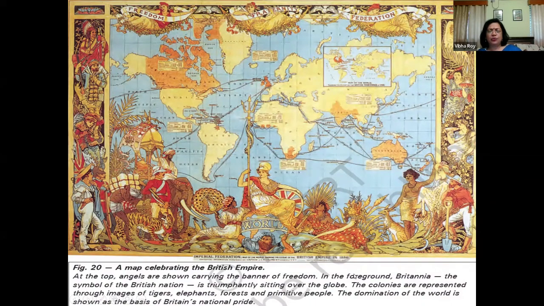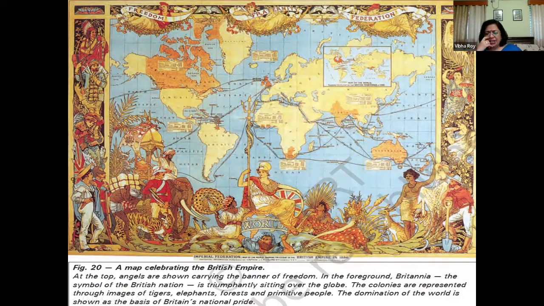In the foreground, in front, we have Britannia, the symbol of the British nation, triumphantly sitting over the globe, as we can see here. The colonies are represented through images of tigers, elephants, forest, and primitive people. That is what they had an idea of India and all these colonies. They were places where all these tigers, elephants, everything was found.